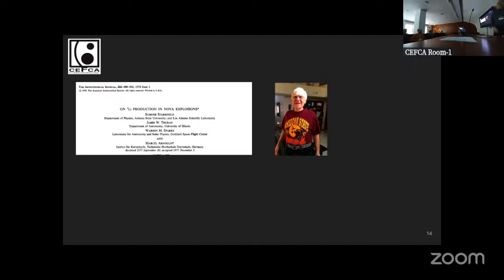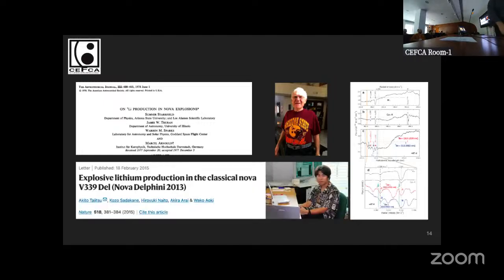Yeah, all nice predictions. We only arrived in 2015 when Akito Tajitsu detected beryllium, which in fact then decays into lithium. And hence, this demonstrates the presence. If there's beryllium, there must be lithium in our ejecta.